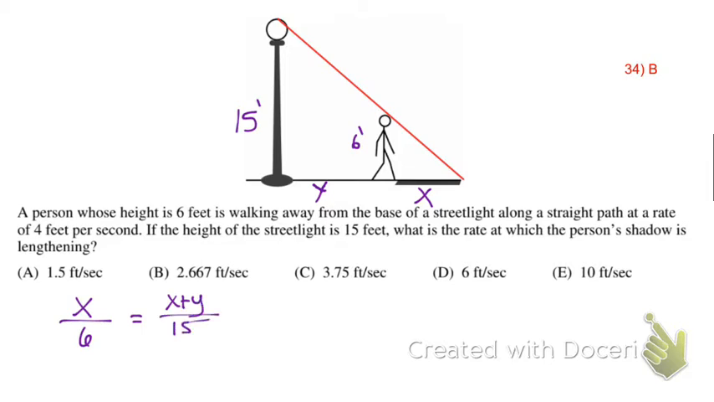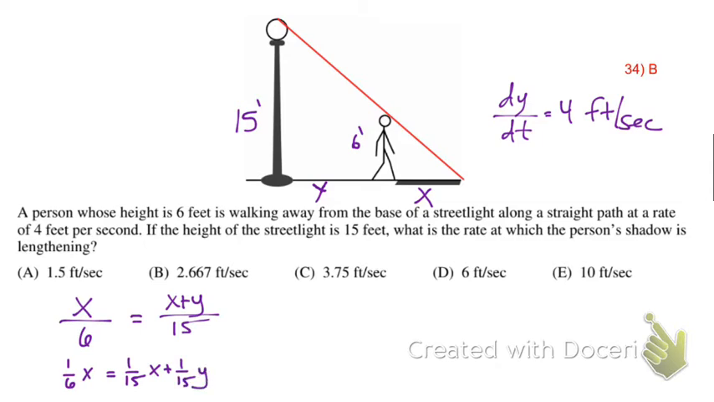If I'm going to define some variables, I don't know the length of x, I don't know the length of y, I just know that dy/dt is equal to 4 feet per second, since he's walking away from the streetlight at that rate. So we'll keep that in the back of our minds for later. If I'm going to find the derivative of this function, notice that I can rewrite this as 1/6 x equals 1/15 x plus 1/15 y.